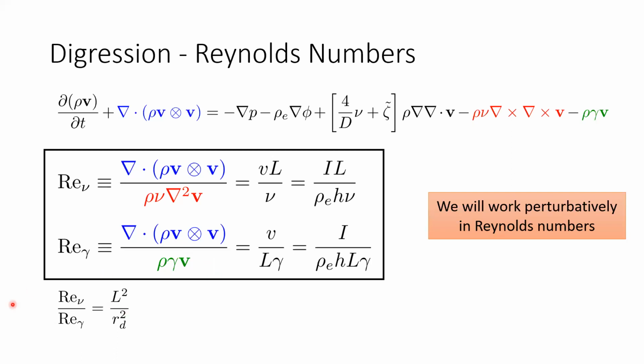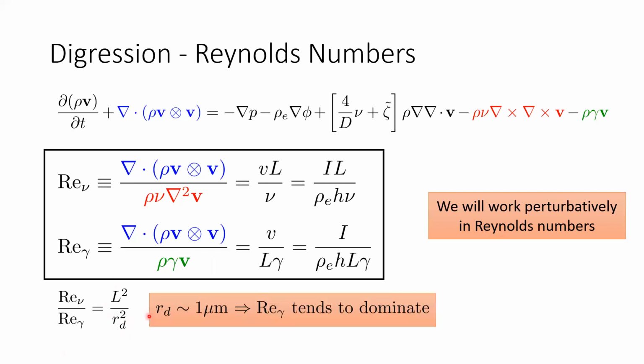The ratio of these is given by the viscous length scale compared to some scale of the system. For devices that are of order 10 micrometers, we typically have, say in graphene, a viscous length scale of 1 micrometer. What this means is that this Re gamma will be the one that's typically smaller and the one that's typically dominating.